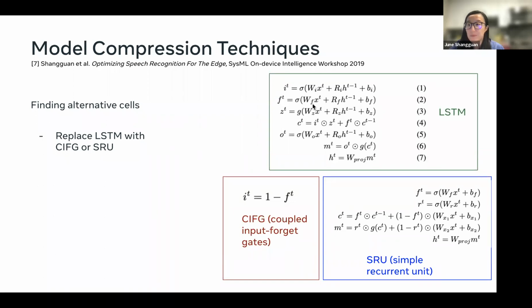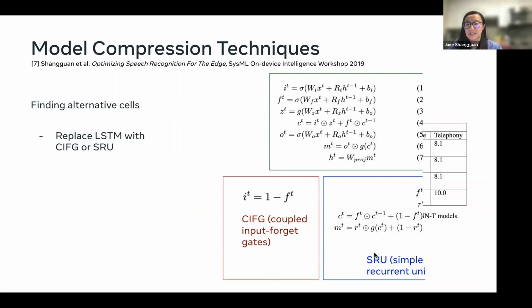There are a lot of matrices and recurrent layers in there, and one very tested and proven technique is to couple the input gate and the forget gate. In this case, you have one fewer gate to compute, so you save around a quarter of your computation. There's also a new cell architecture coming up called the simple recurrent unit from MIT. In this case, you only have two gates, the forget gate and the reset gate, and the internals are computed using these gating mechanisms.